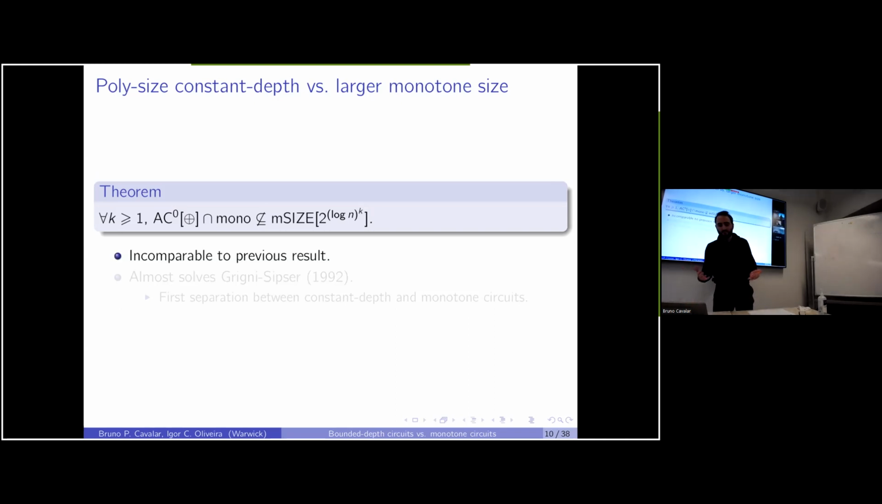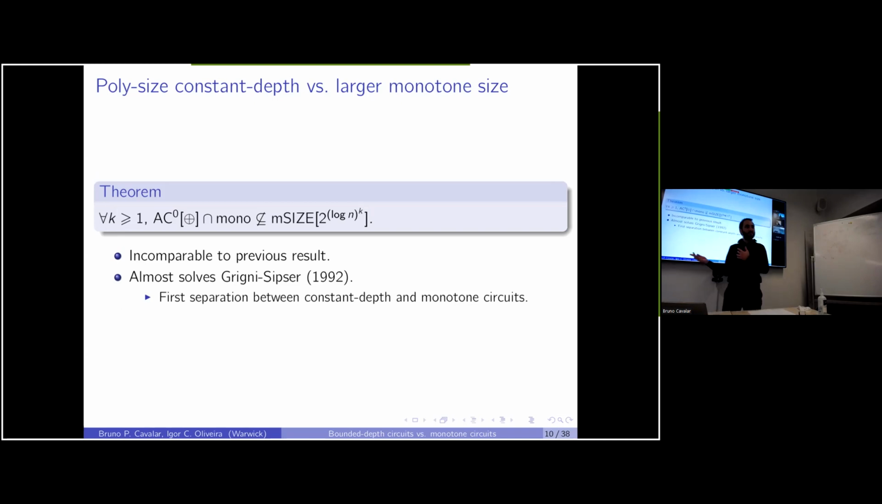This is incomparable to the previous result. We get a better lower bound, but the upper bound is slightly worse. Okay? And it's almost solving the question of Grigni and Sipser, except for that parity here. Okay, and it gives the first separation between constant depth circuits and monotone circuits.